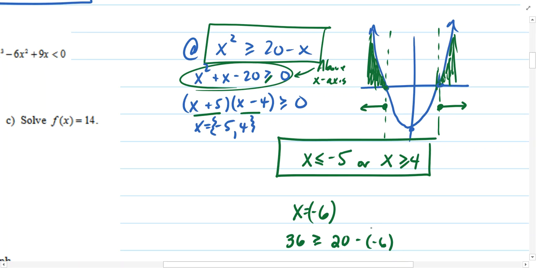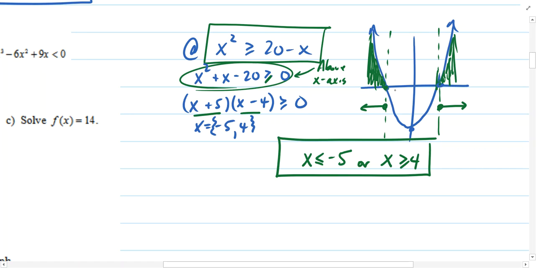Well, 20 minus negative 6 is only 26, so that is a true statement. If I were to pick a number greater than 4, let's say that x equals positive 5. Well, 5 squared is 25. Is 25 greater than 20 minus 5? And that is true, so we know that that's a good answer.